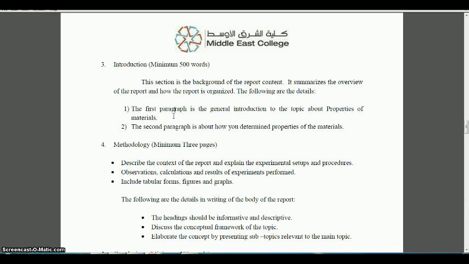In the second paragraph, you can tell how you determine the properties of the materials. You can write in such a way that the properties of fine aggregate and coarse aggregate have been determined by conducting the lab experiments in the laboratory. The conducted lab experiments to determine these properties are silt test, bulk density and void ratio of sand, and elongation and flakiness index. This is sufficient.